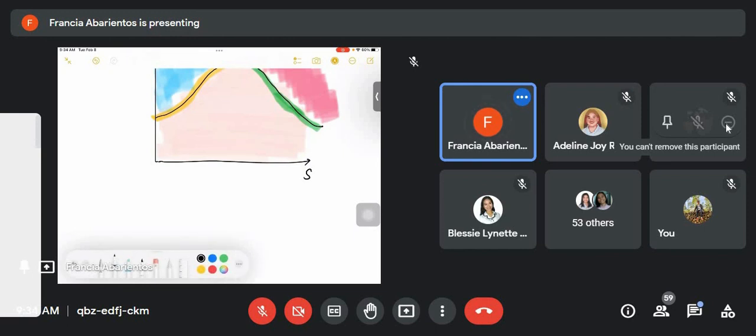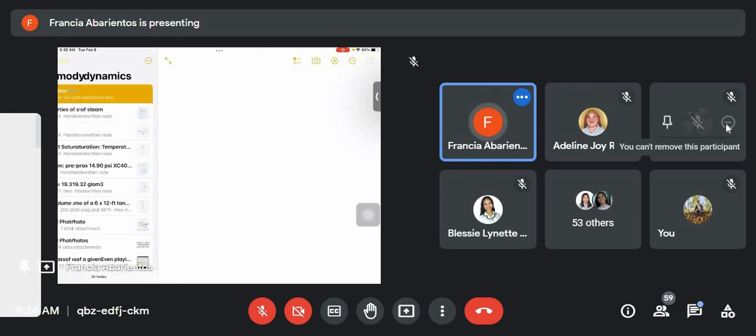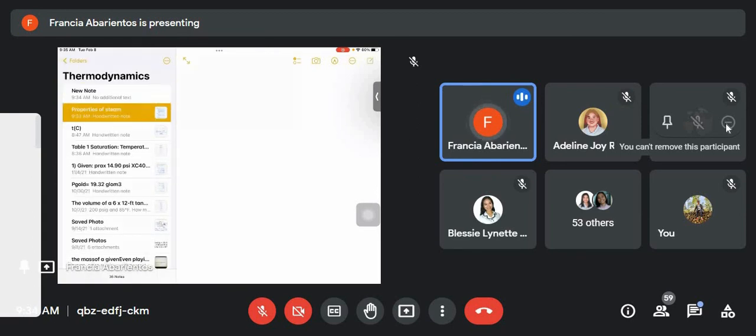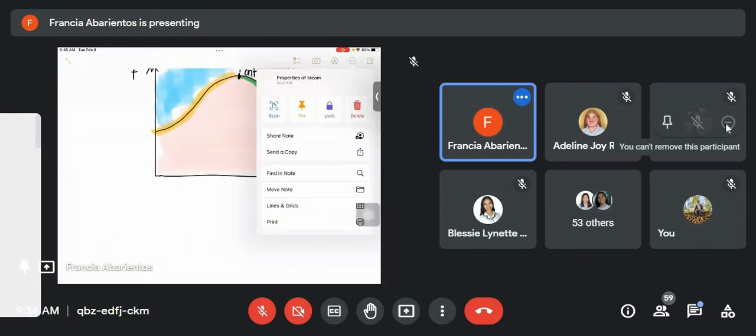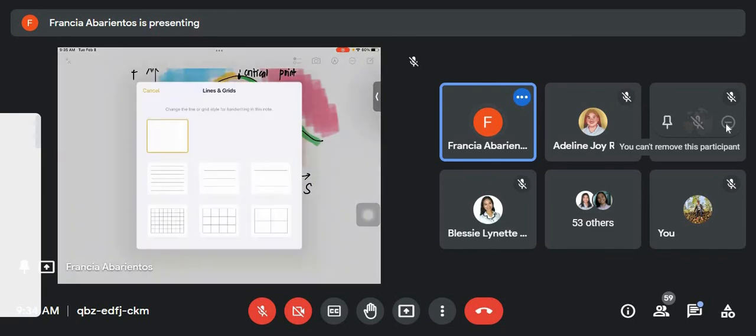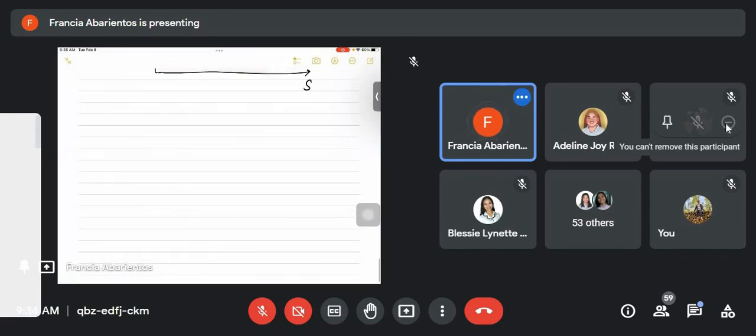Okay? Okay, wait. Okay? So, balik tayo dito. Ayan. TS diagram. So, sa properties na, class, doon na tayo sa mismong loob. So, wet steam na tayo, class. So, paano natin mako-compute yung quality and the percent?